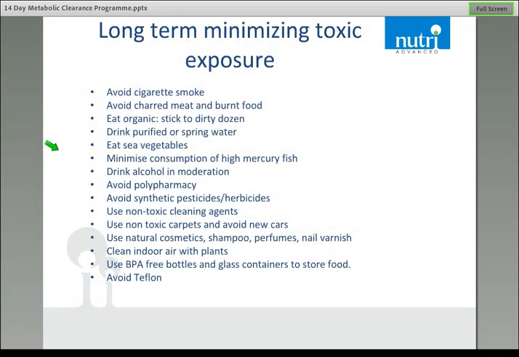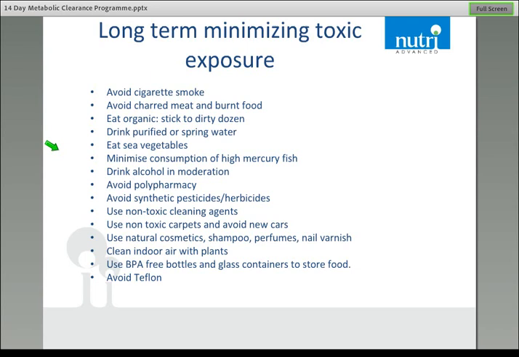And then thinking long term, what else can you do to minimize toxic exposure? Avoiding cigarette smoke, and that includes secondhand smoke, avoiding charred meat and burnt food, eating organic, continuing to stick to that cheat sheet I've provided you with, drinking purified or spring water, eating sea vegetables, incorporating those into things like soups or stews, minimizing consumption of high mercury fish. There are big fish that can be laden with heavy metals. Drink alcohol in moderation, avoiding over-medication. Speak to your practitioner if you need more advice on this.